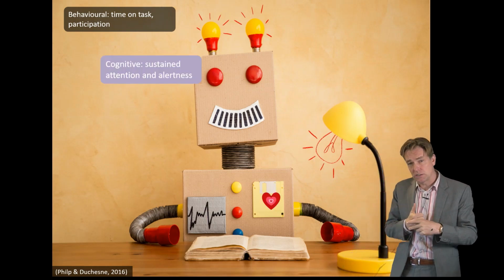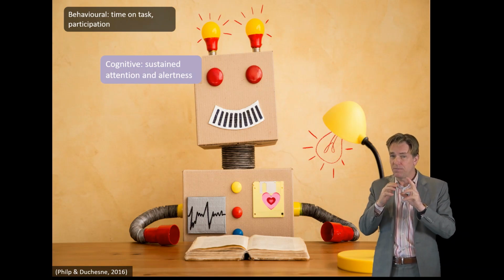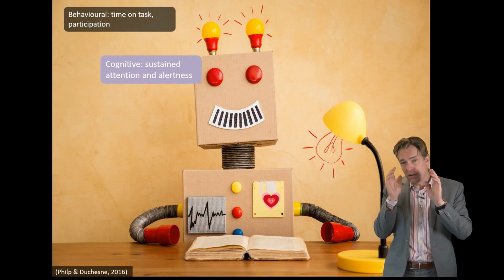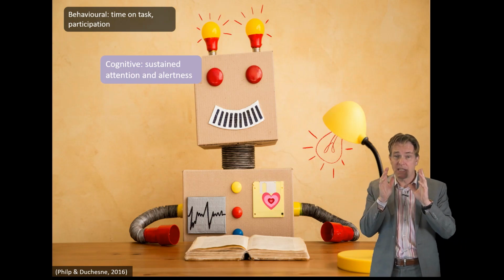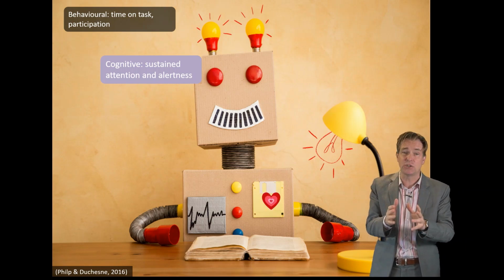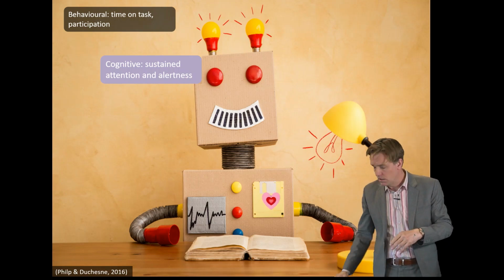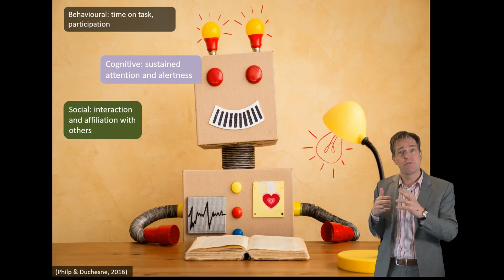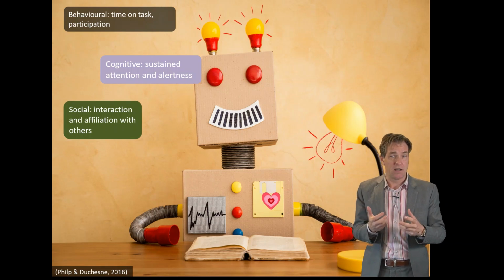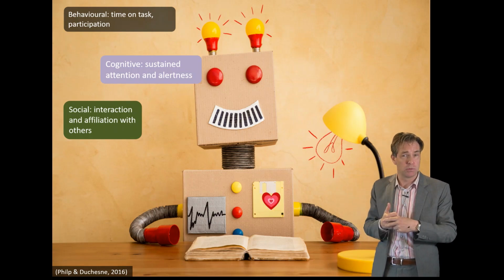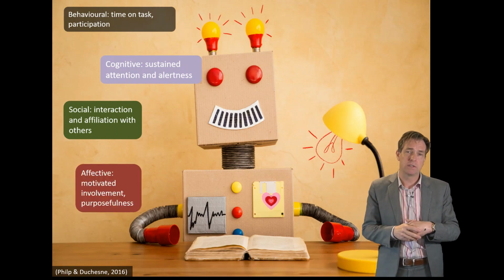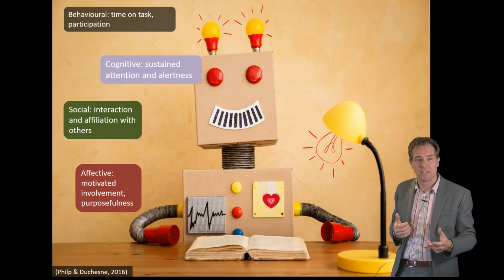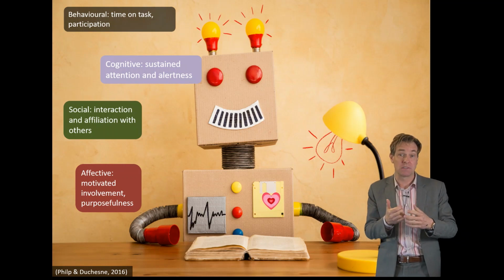The other is cognitive engagement. A learner may not look like they're saying or doing anything very actively, but the question is, are they concentrating? Are they paying what is called sustained attention to what is going on? The third one is social engagement. Are my learners interacting with others? Are they feeling a sense of belonging and affiliation with other learners in the group? That's a very significant factor as well. And finally, here we have that word affect again. Are my learners motivated? Are they involved? Do they have a sense of purpose in this class?